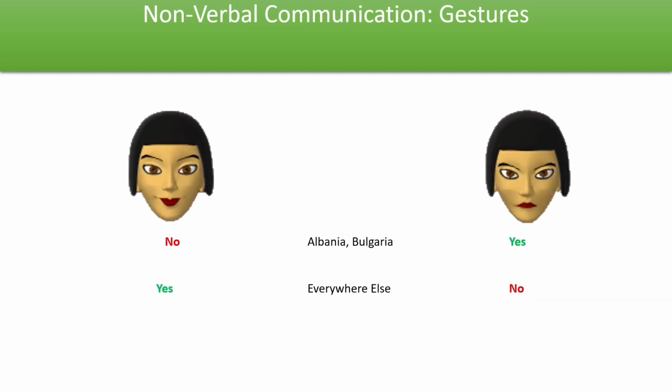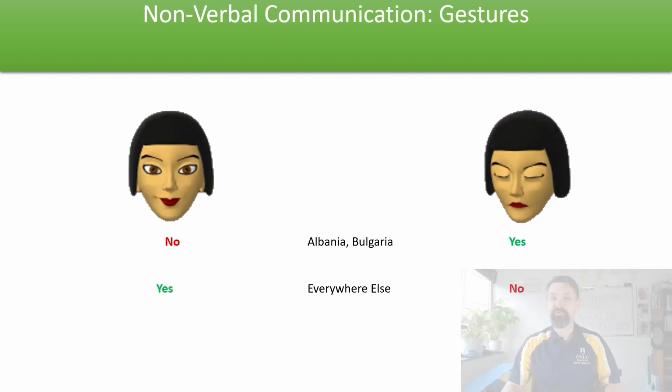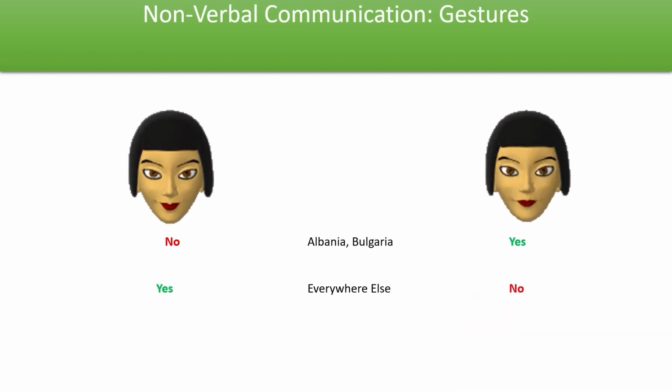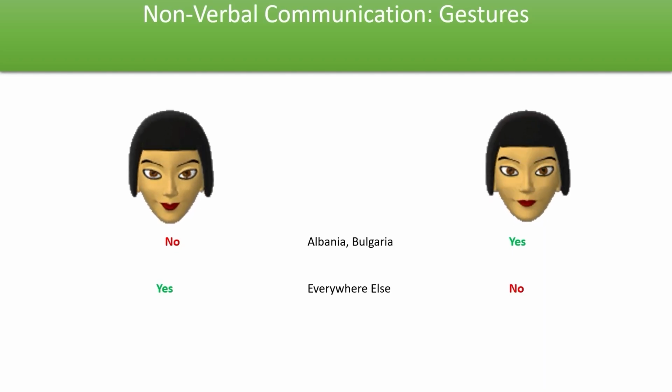You go to Bulgaria and they say yes and no. And so for most of you, if you're not Bulgarian or Albanian, it literally hurts to say no while nodding your head and say yes while shaking your head. But that's how it works. And so again, sometimes it could be a cause for misinterpretation.